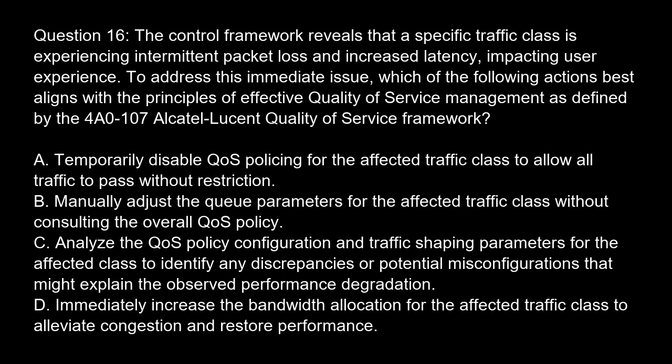Option A. Temporarily disable CoS policing for the affected traffic class to allow all traffic to pass without restriction. Option B. Manually adjust the queue parameters for the affected traffic class without consulting the overall CoS policy. Option C. Analyze the CoS policy configuration and traffic shaping parameters for the affected class to identify any discrepancies or potential misconfigurations that might explain the observed performance degradation. Option D. Immediately increase the bandwidth allocation for the affected traffic class to alleviate congestion and restore performance.